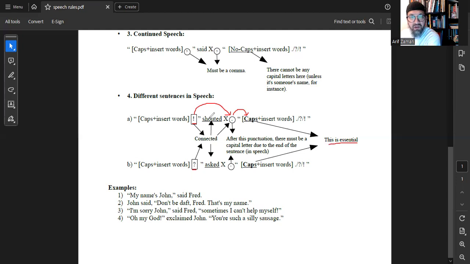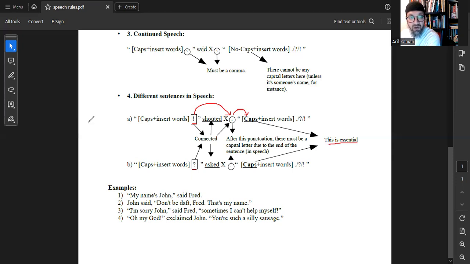Notice it over here. This is a separate point, but because I've written down "shouted," I highlighted it because I'm trying to emphasize that if you're shouting, shouldn't there be an exclamation mark? And if there is an exclamation mark and you want to carry on the sentence, you're going to have to put a full stop here and start a new sentence over here. So it isn't actually one sentence, it's two sentences.